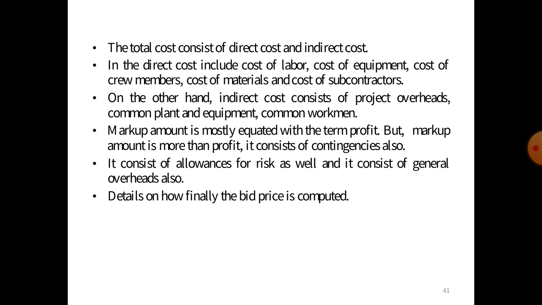Now the total cost consists of direct cost and indirect cost. In the direct cost we include labor cost, equipment cost, crew members cost, material cost and subcontractor cost. On the other hand, indirect cost includes the project overhead, common plant and equipment, and common work. The markup amount is mostly equated with the term profit, but the markup amount is more than the profit. It consists of contingency also, an allowance for risk as well, and a general overhead also. This is the detail of how finally the bid price is computed.